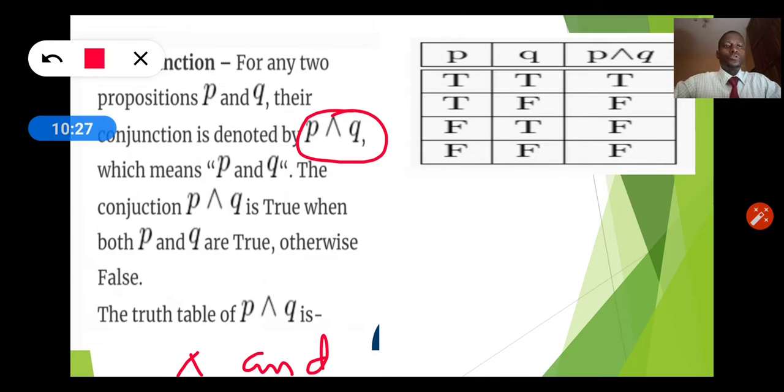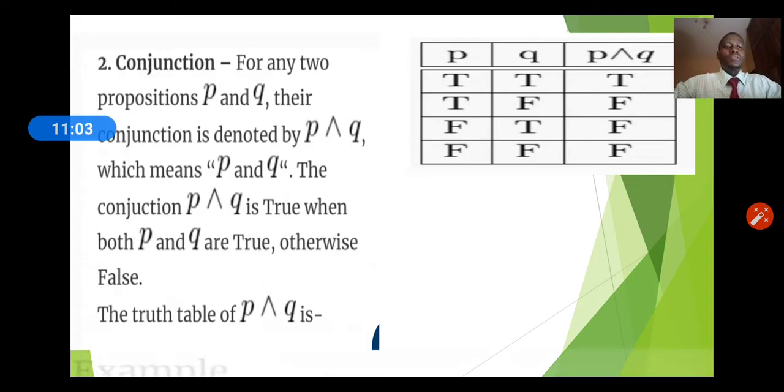When P is true and Q is true, then it means P and Q is true. When P is true and Q is false, then it means P and Q must be false. Now when P is false and Q is true, then it means both of them must be false. This is the truth table. Each of these connectors has its own truth table, and take that as the truth table for conjunction.